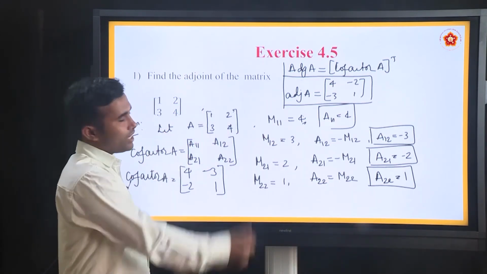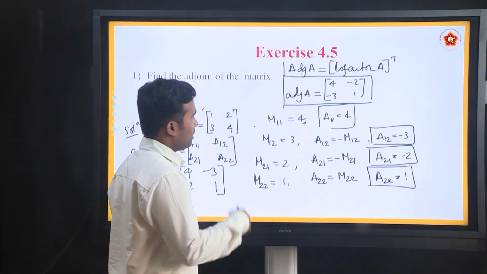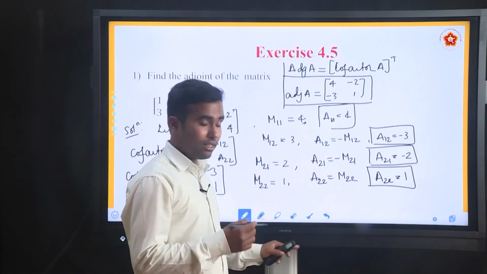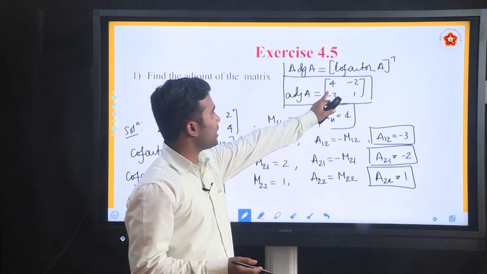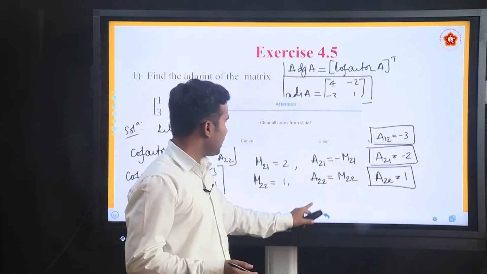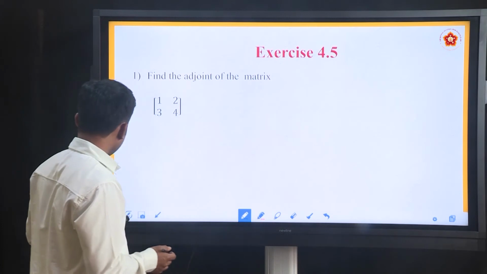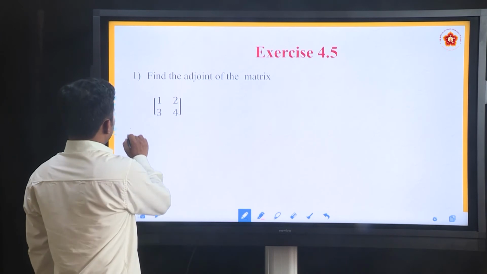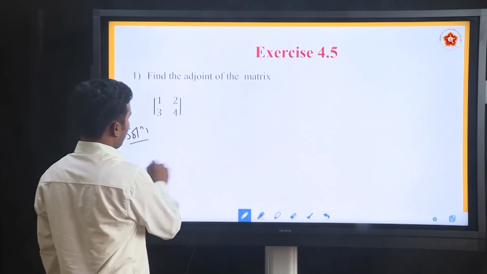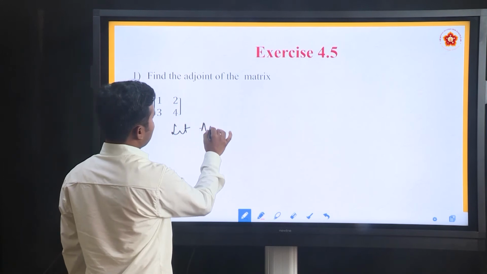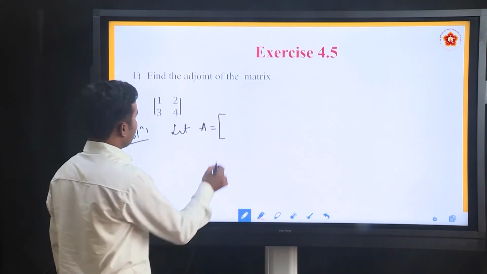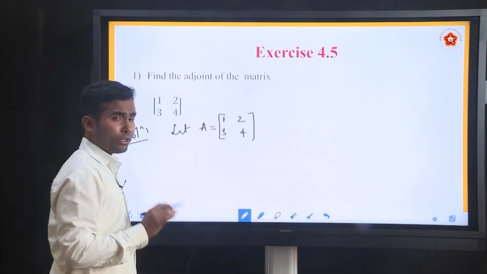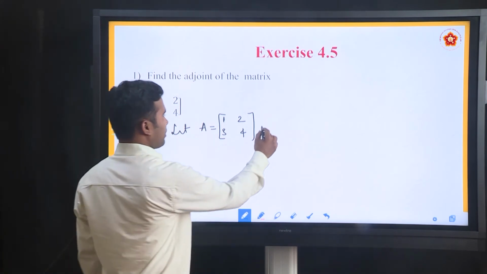Okay. And we can also find the inverse as well. I'll talk about finding the inverse of a matrix in the next session. You understand, 4, minus 2, minus 3, 1. For this, I'll give a shortcut method. Alternatively, you take the given matrix as A or B, whatever, 1, 2, 3, 4. What you can do is, first I wanted to find the cofactor.